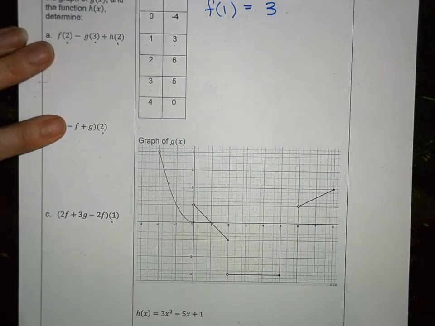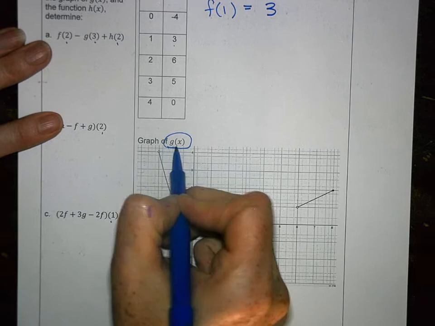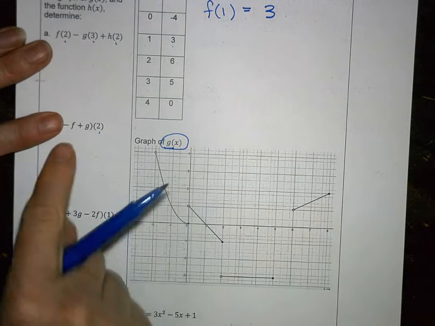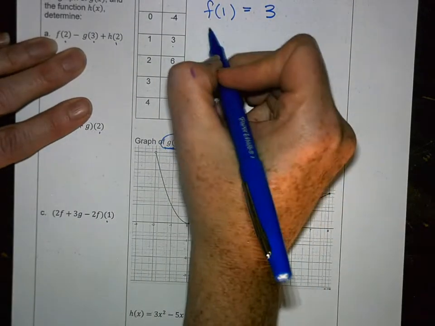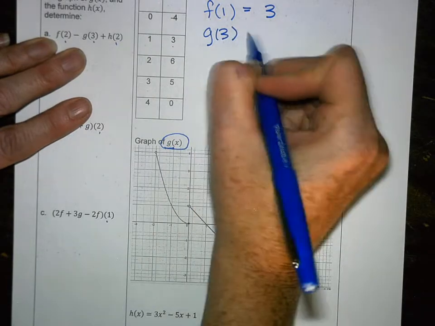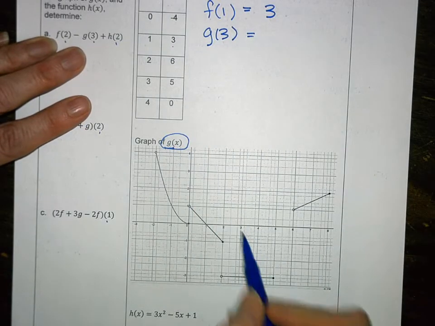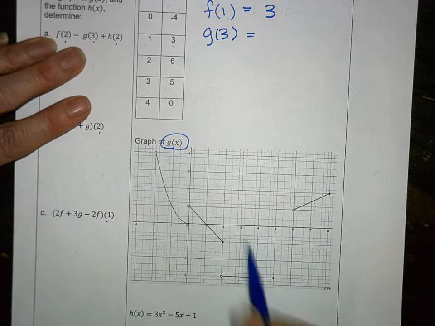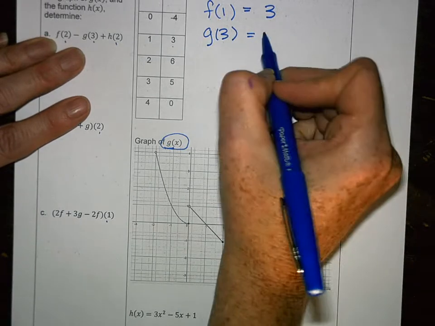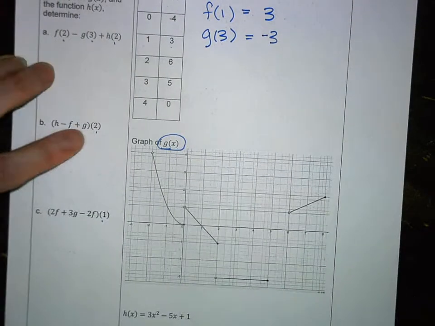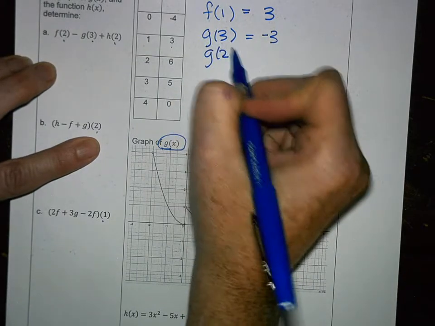We have g. G is the graph, right? This is the graph. So we need g at 3. We look, when x is 3, what is y? X is 3, y is negative 3. Then what else do we need? G at 2.